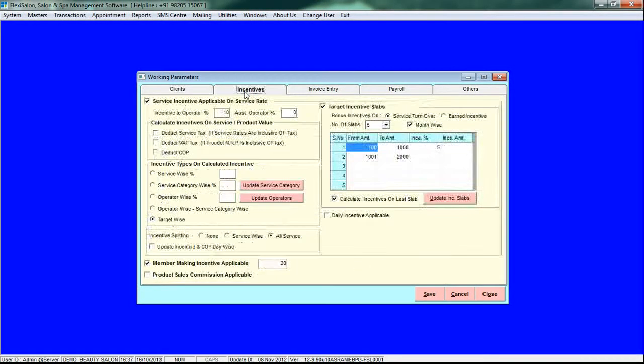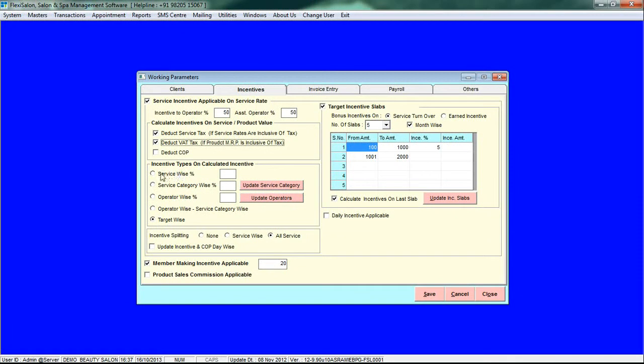Then the next part comes of the incentives. Incentives are nothing but commissions to your employees. Suppose there are two operators working on a particular client, you can divide the commission on a basis of 50-50, or else you can have the incentive splitting method, which is shown below. You can also have service tax and VAT deducted from the amount, and then the commission has to be given to your employees. In our case, we have five types of commission basis.